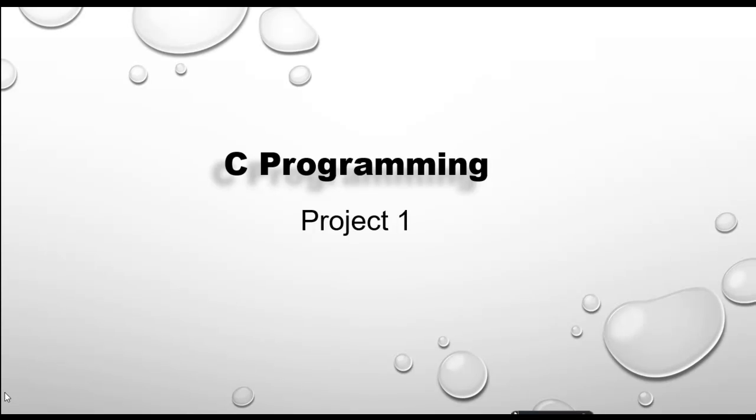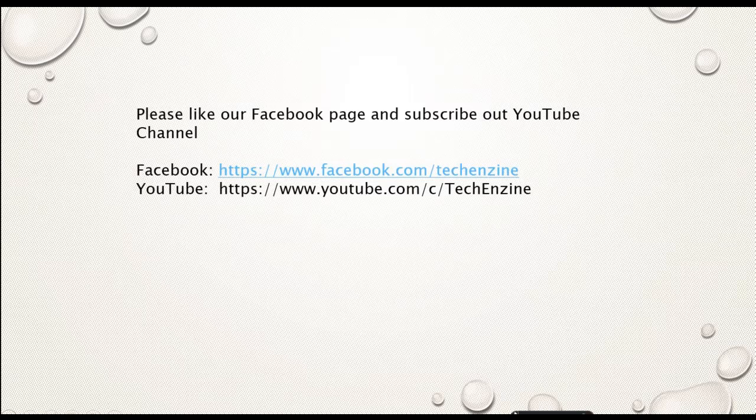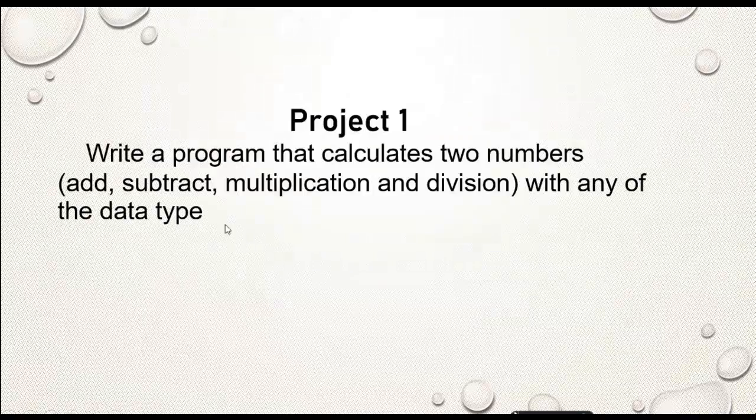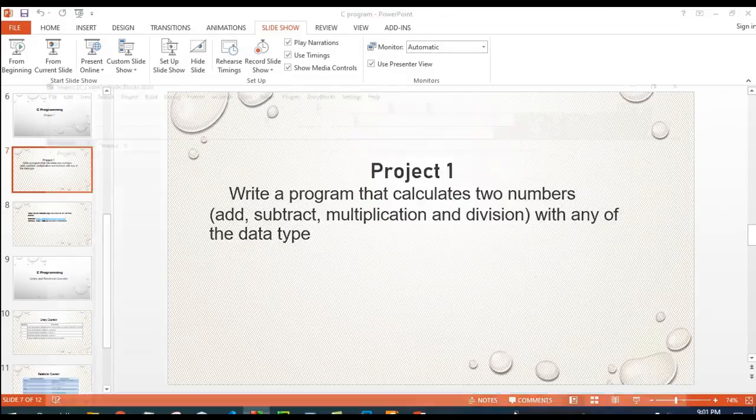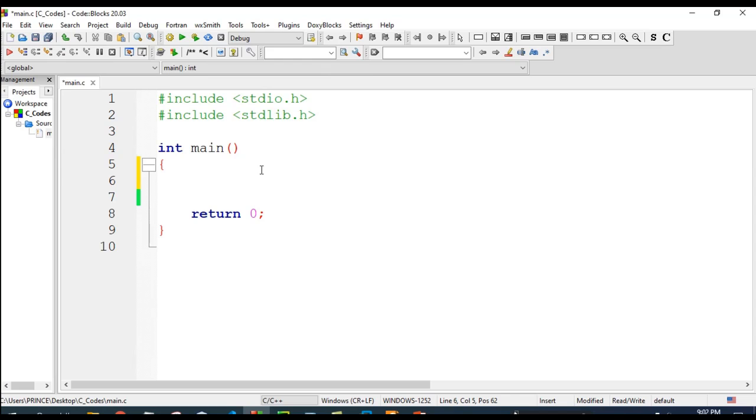Today we will show you a project on creating a calculator, that is, write a program that calculates two numbers: addition, subtraction, multiplication and division with any of the data types. So let's go to our Code::Blocks. So this is Code::Blocks.